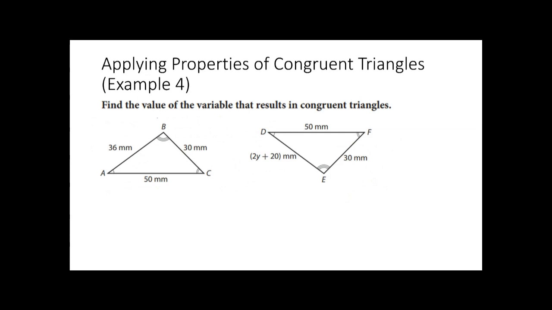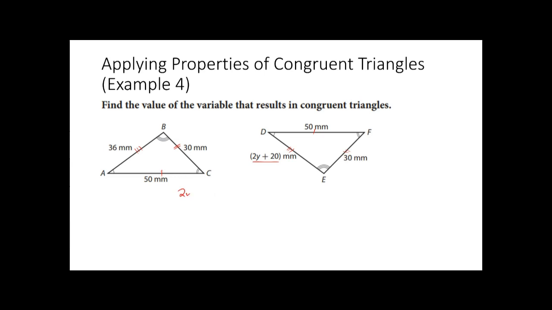All right, example 4. Find the value again. They give us nothing but sides. Okay, good. And here's our expression right here. This side is congruent to this side. I'm just checking the sides. This side is going to be congruent to that side. Very nice. That means by process of elimination that these two sides have to be congruent to each other.